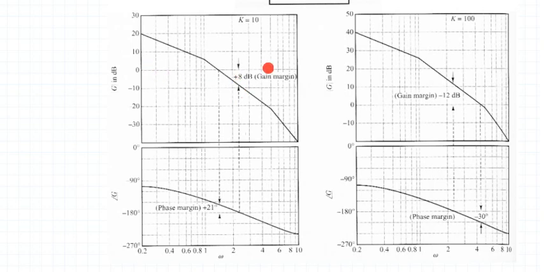So how did we calculate it? We took the difference from the 0 dB line. So here the magnitude is 0. What is the magnitude here? It is minus 8. Take the difference. 0 minus of minus 8 becomes 8 dB. This is how you calculate the gain margin.